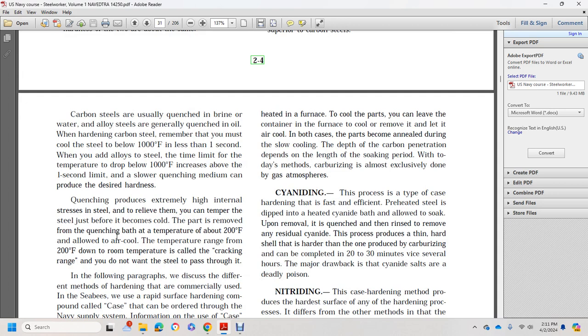Quenching produces extremely high internal stress, and the steel will relieve it just before it becomes cold. The part is removed from the quenching bath at a temperature of about 200 degrees Fahrenheit. Allowing it to air cool from 200 degrees Fahrenheit down to room temperature is called the cracking range. You don't want steel to pass through it.